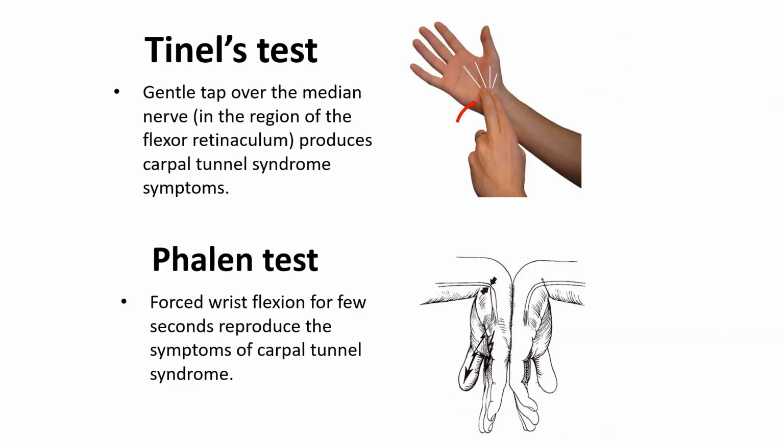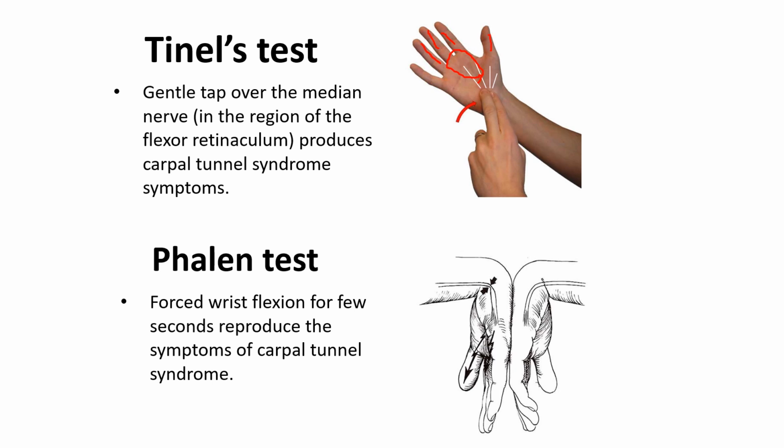There are two important clinical features to be tested in carpal tunnel syndrome. The first one is called Tinel's test, in which gentle tapping over the region of flexor retinaculum over the median nerve will produce the symptoms of carpal tunnel syndrome, which are pins and needles like pain over the skin of lateral 3.5 fingers, as well as part of the palm.